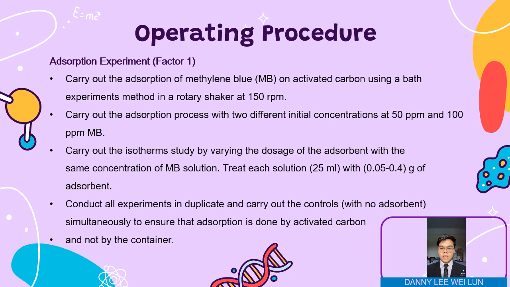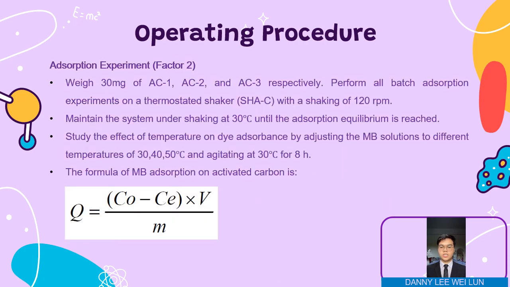Conduct all experiments in duplicate and carry out the controls with no adsorbent simultaneously to ensure that the adsorption is done by activated carbon and not by the container. For factor 2, which is the adsorbate concentration, weigh 30 mg of AC1, AC2, and AC3 respectively. Perform all batch adsorption experiments on a thermostated shaker with a shaking of 120 rpm. Maintain the system under shaking at 30 degrees Celsius until the adsorption equilibrium is reached. Study the effect of temperature on dye adsorption by adjusting the MB solutions to different temperatures of 30, 40, and 50 degrees Celsius and agitating for 8 hours.